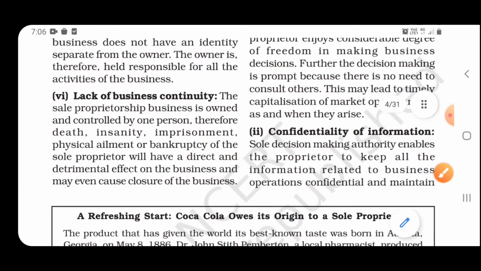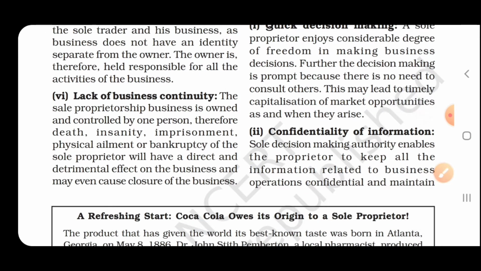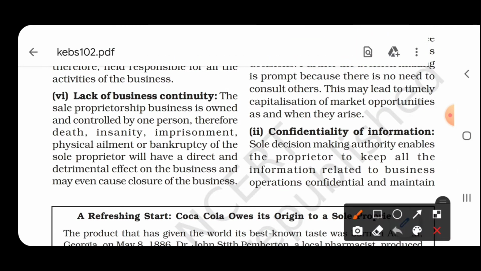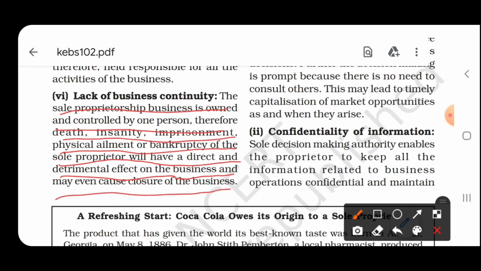The sixth one is lack of business continuity. The sole proprietorship business is owned and controlled by one person. Therefore, death, insanity, imprisonment, physical ailment, bankruptcy of the proprietor will have direct and detrimental effect on the business and may even lead to closure of the business.